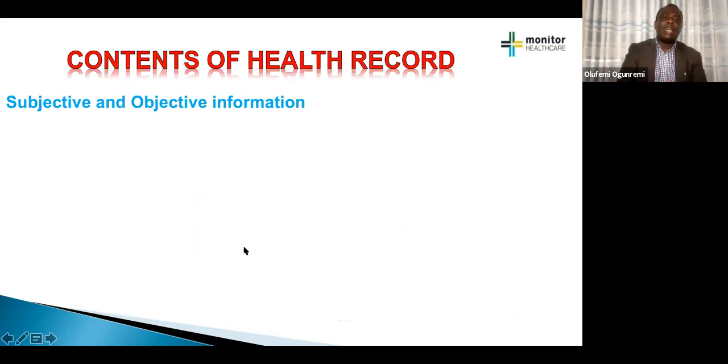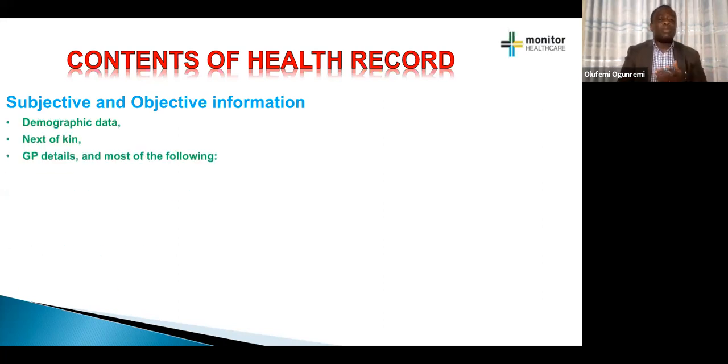Now, I think it's important for us to look at the content of health records. What is it that we find in the health record? I said earlier that when we talk about the health record, it's all this information that we gather from everywhere, here and there, and then you put everything in a folder. Then you have the health record. Now, this health record can be subjective or objective, and it depends on what we're actually talking about.